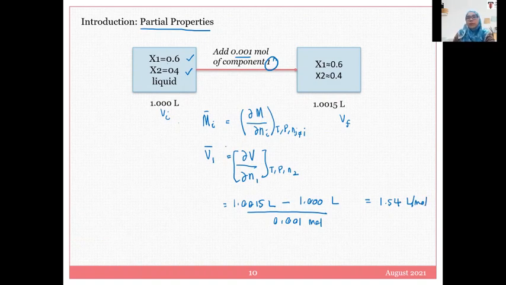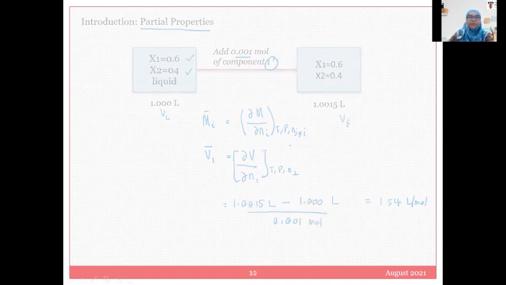So the partial properties can be defined as the difference of the thermodynamic properties due to the change of the mole composition of the species. That means we need to refer to the mole composition.